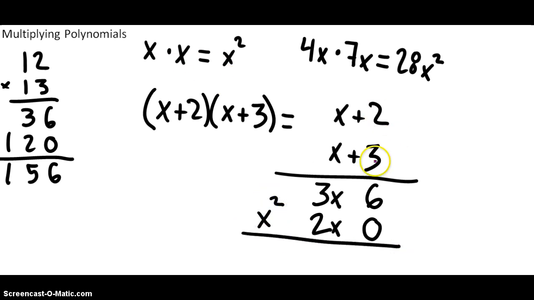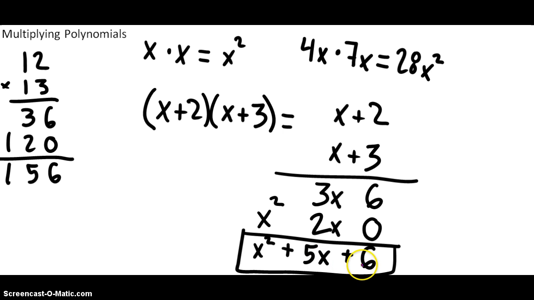Now we're going to add the columns. 6 plus 0 is 6. 3 x's plus 2 x's is 5 x's. By the way, this is a positive 6, so we're going to go ahead and put a plus. This is a positive 5x, so we put a plus. And x squared, nothing to add to it, so we just put x squared. So this, my friends, is the answer. x squared plus 5x plus 6. You see that it's very similar to this problem.